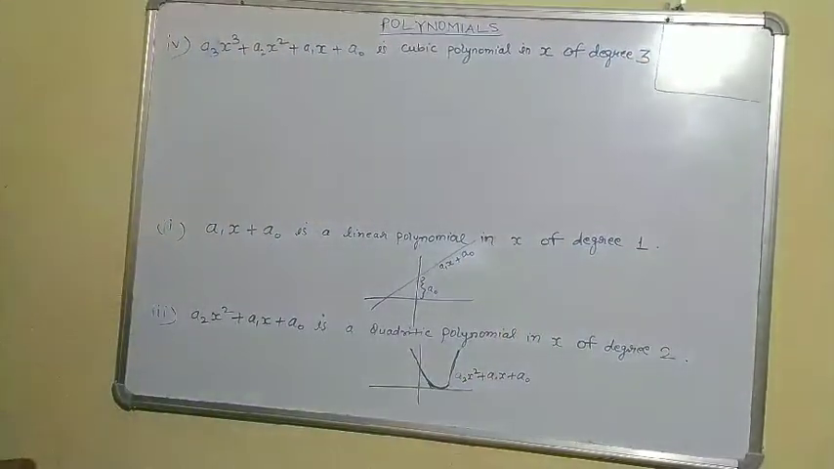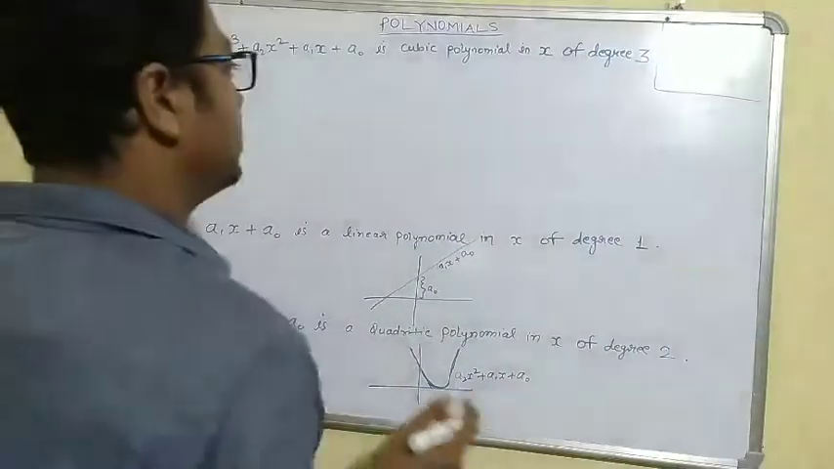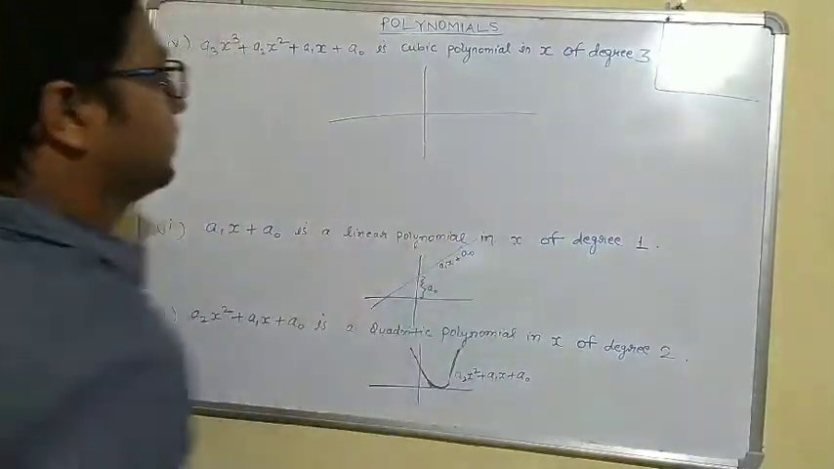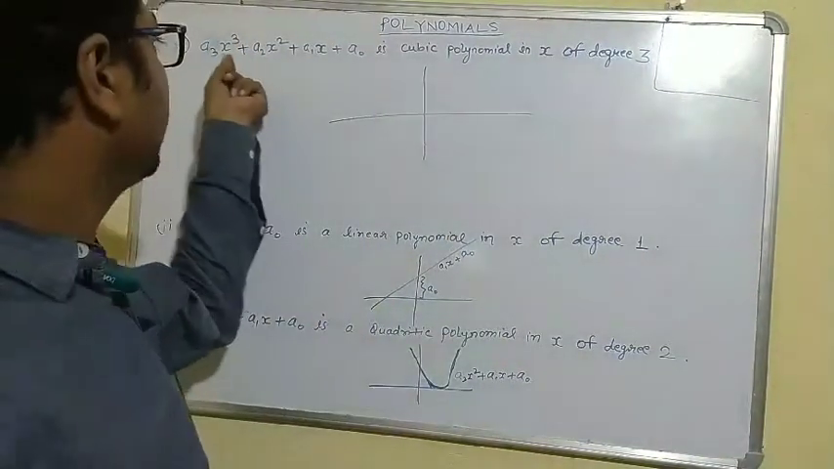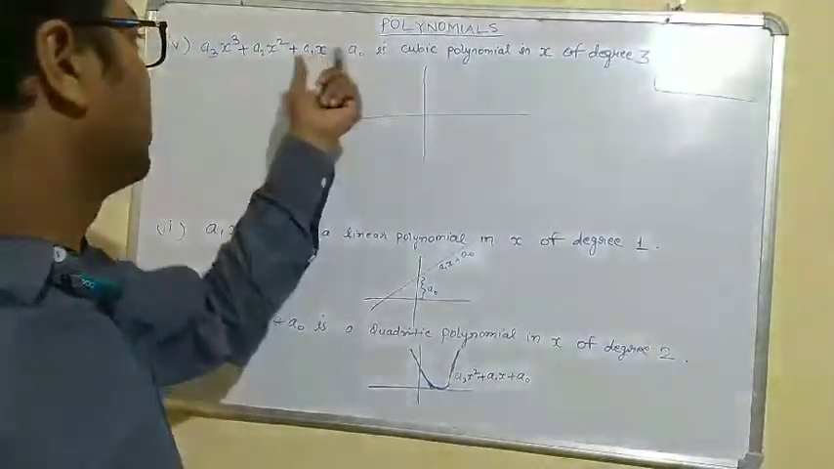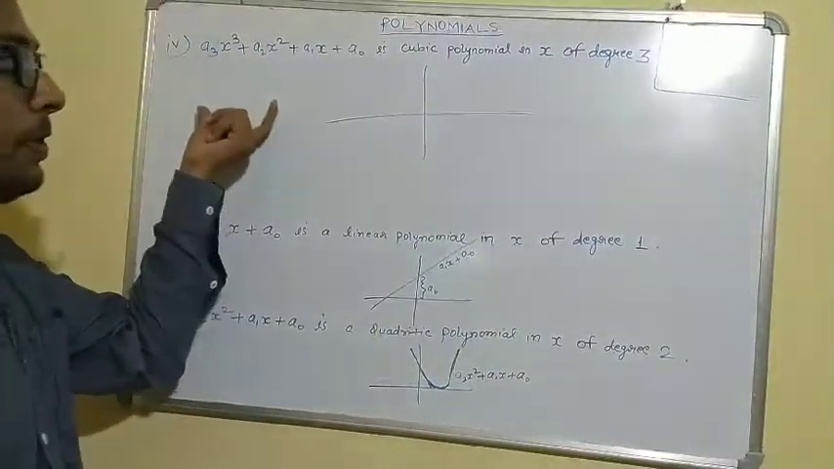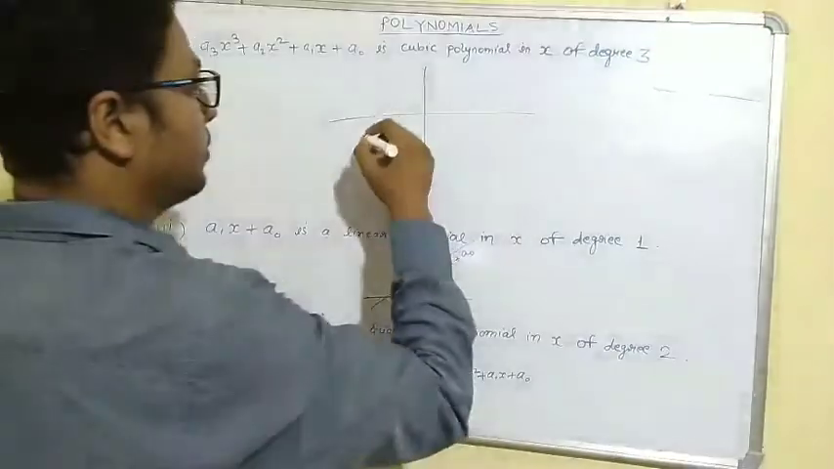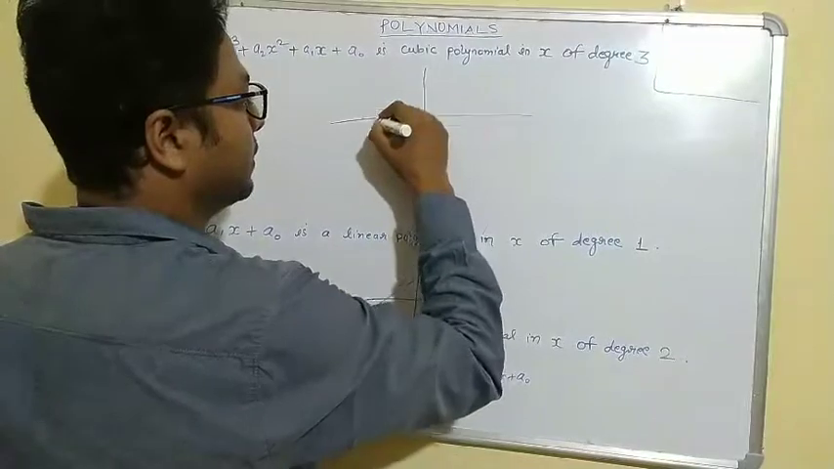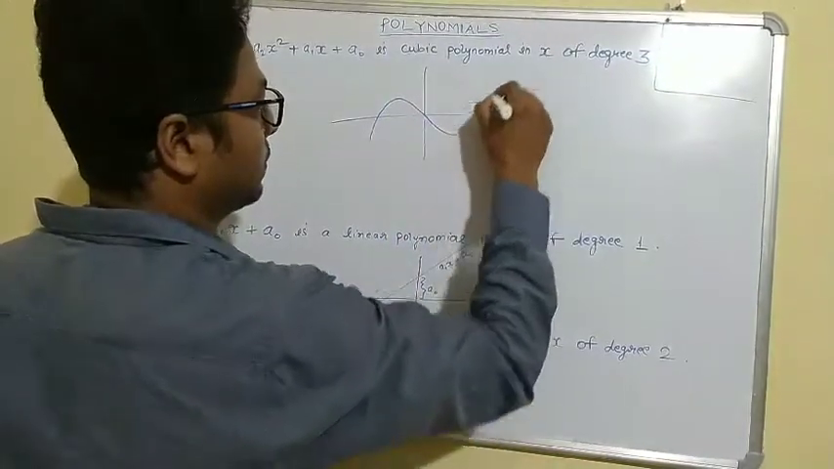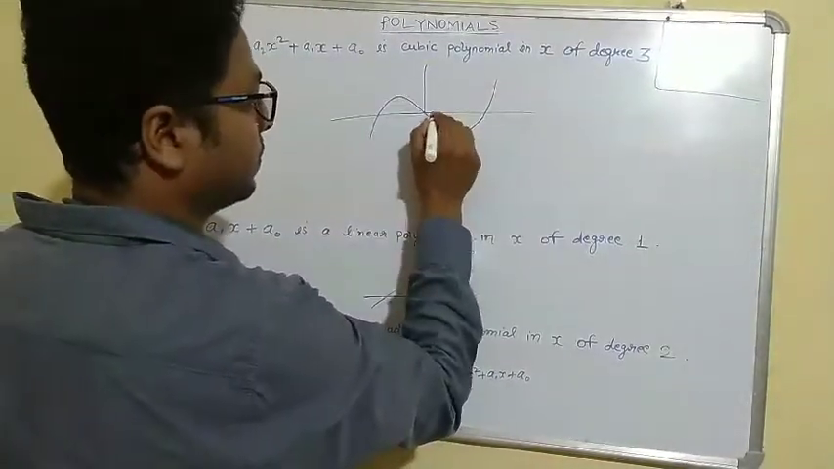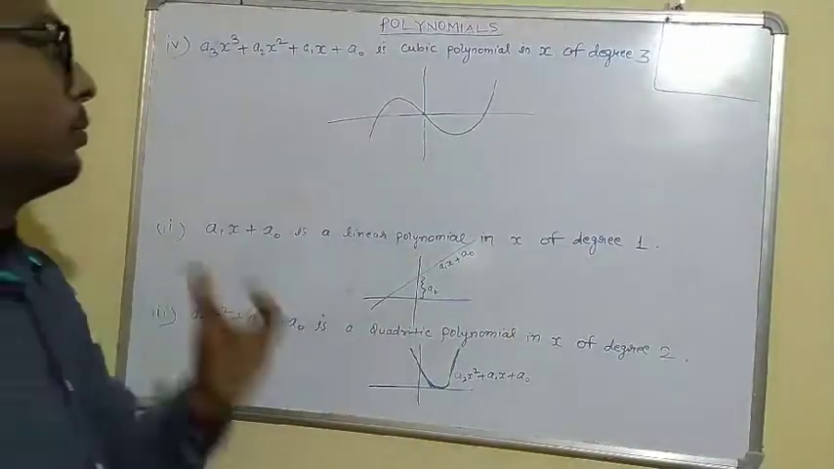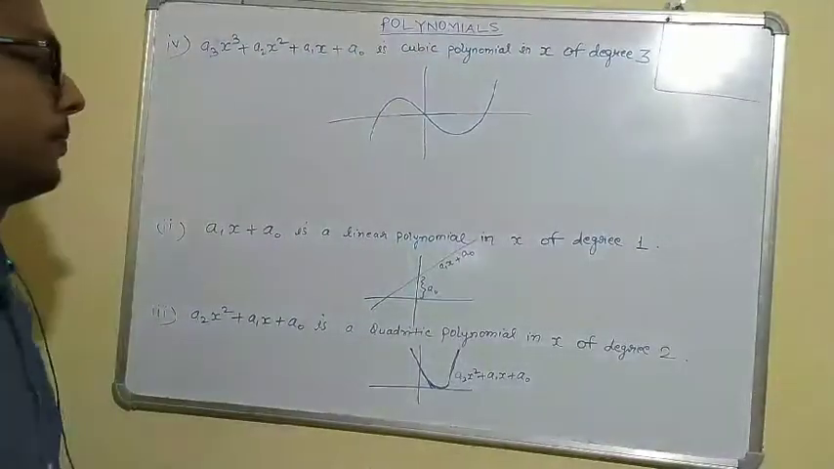If we draw the graph of this cubic polynomial, it will be like this. Putting the values of x as -2, -3, 1, 2, 3, make the table and draw the graph of this polynomial. This is the graph of a cubic polynomial.